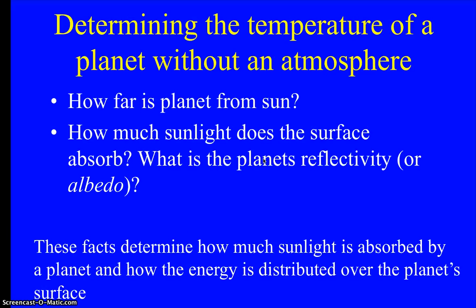And in order to think about that, the things that are important are how far the planet is from the Sun and how much sunlight the surface absorbs. Some planets will reflect light very effectively, which means that they don't actually absorb it very efficiently. And so how reflective a planet is will determine how much of the energy from the Sun it actually will absorb and use to heat it up. Of course, as we get further from the Sun, the delivery of that energy is more inefficient because the energy is being spread out over an increasingly larger area.